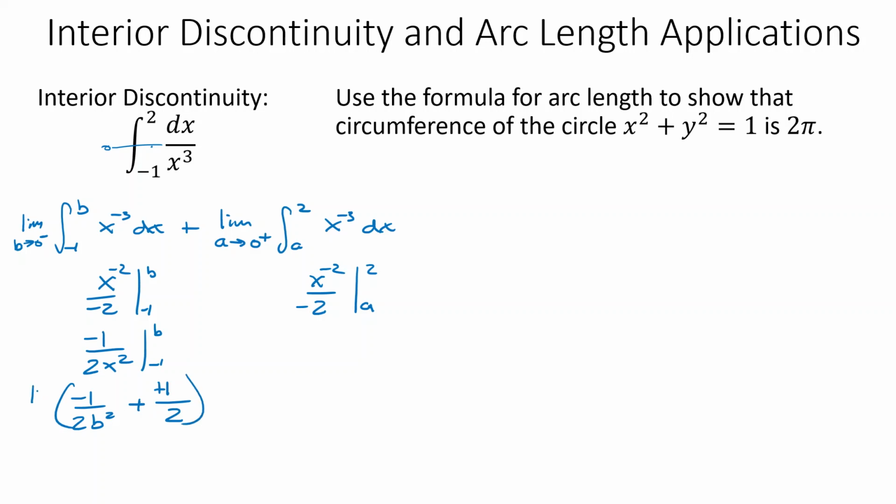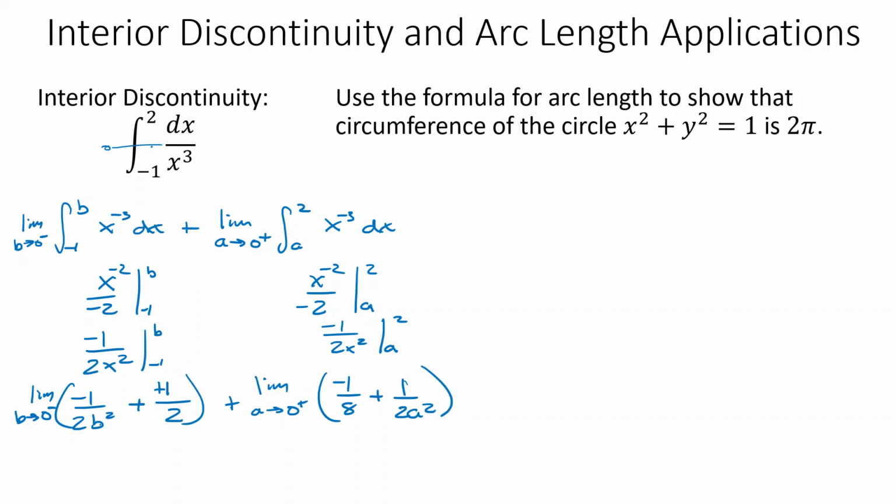And this is going to be the limit as b goes to 0 from the left. So this is going to go to negative infinity. That's going to be a problem. Plus the limit as a goes to 0 from the right. Let's see, this would be negative 1 over 2x squared from a to 2. If we plug in 2, we're getting negative 1 over 8 minus, plug in a, it's going to be negative, so 1 over 2a squared.